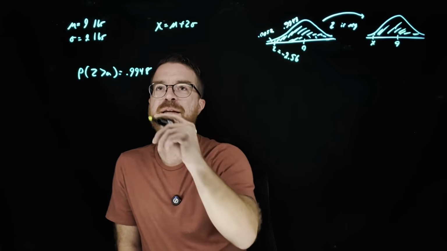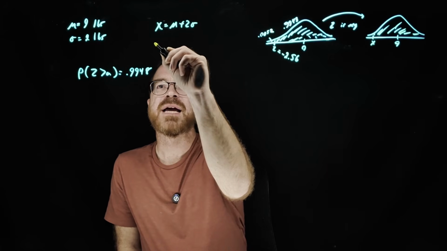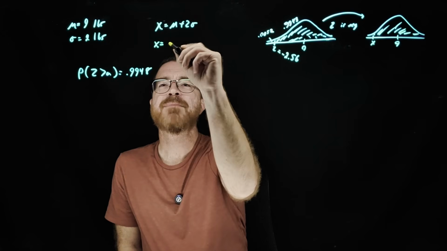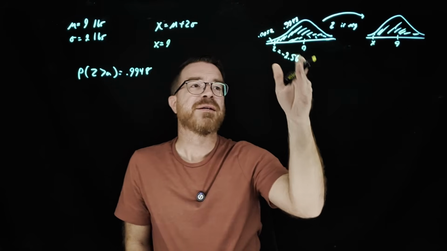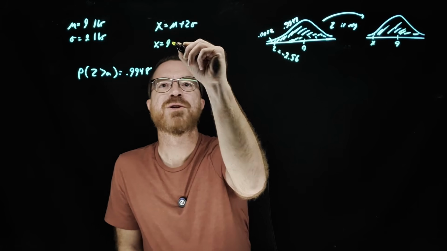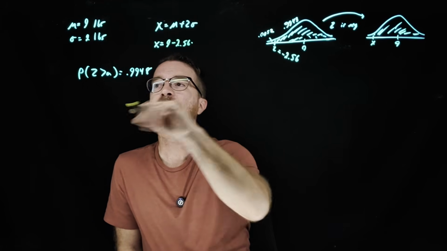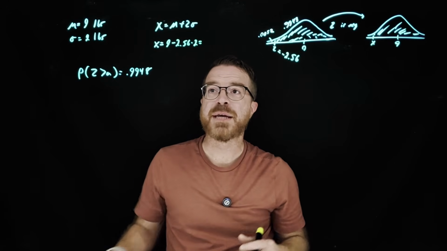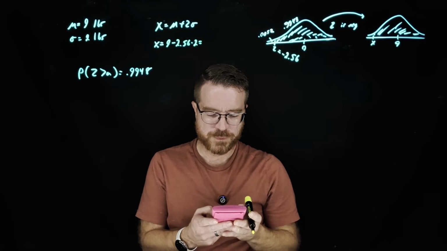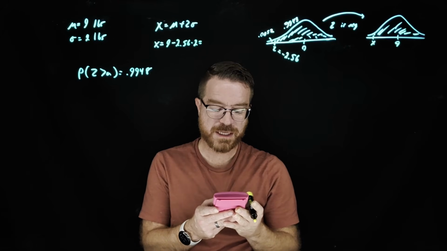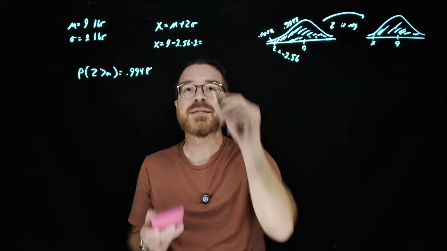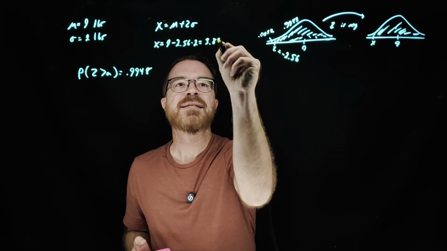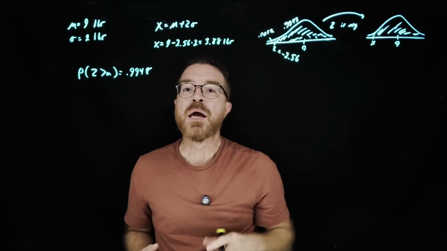Plugging this in, what do we get? We have x equal to 9 pounds plus negative 2.56, so minus 2.56, times 2 pounds. I'm going to plug that into my calculator and see what we get. 9 minus 2.56 times 2, and we get 3.88 pounds.